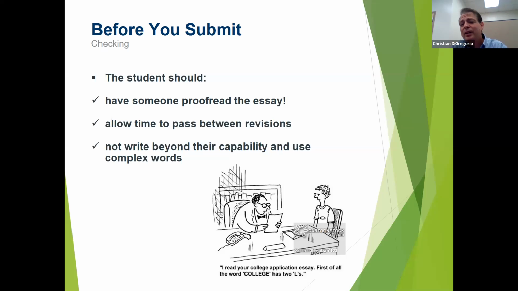And again, don't write beyond your capability. Don't use complex words because you think it's fancy and you're trying to make an impression. Again, be yourself. That's what's really important.